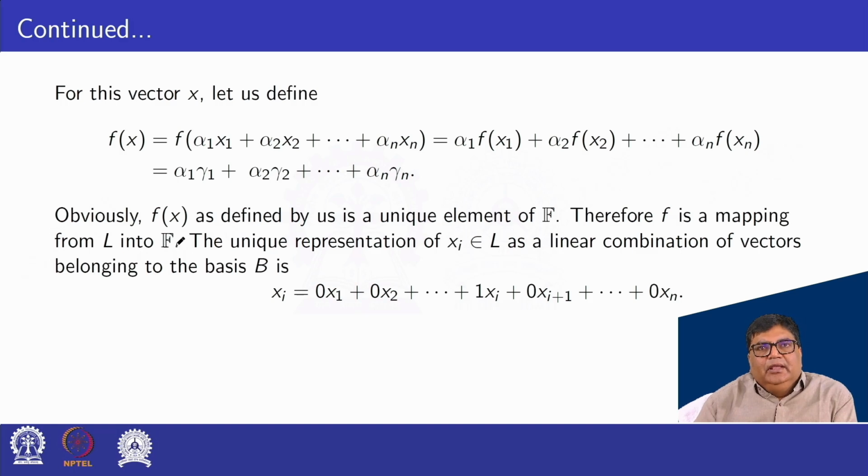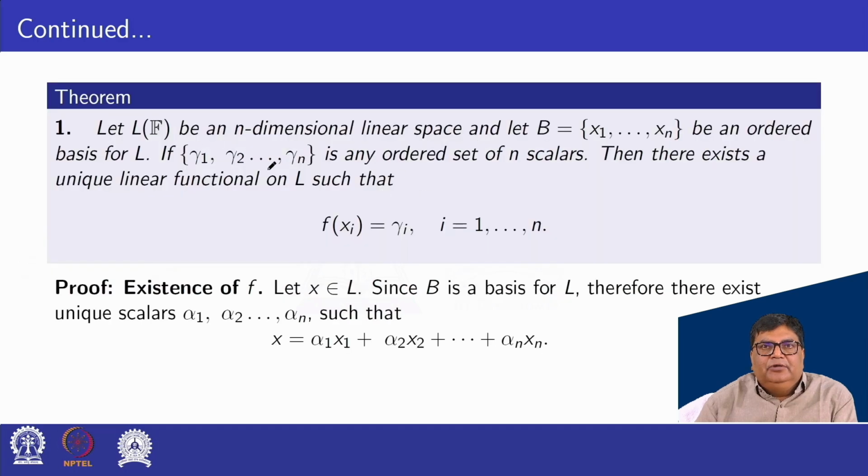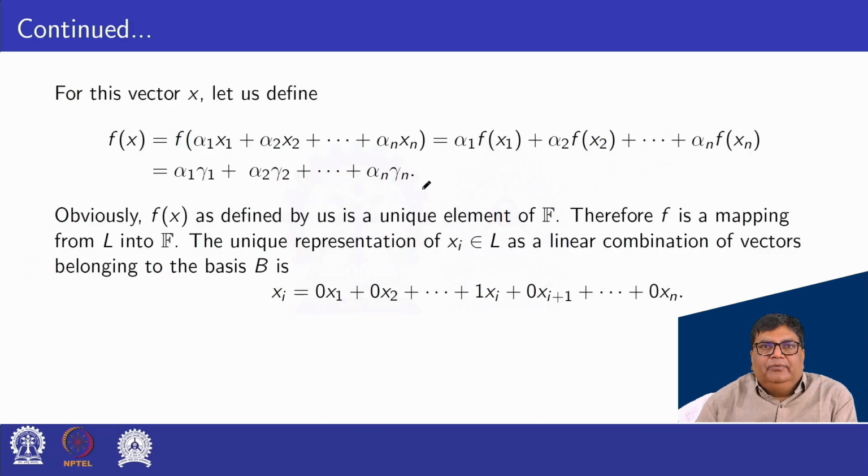Obviously, f(x) defined by us is a unique element of F. Because here gamma 1, gamma 2 and so on gamma n are all scalars, and alpha 1, alpha 2 and so on alpha n are also scalars. So this sum is also a scalar. So f(x) is a scalar. So f(x) defined by us is a unique element of F. Therefore, f is a mapping from L into F.